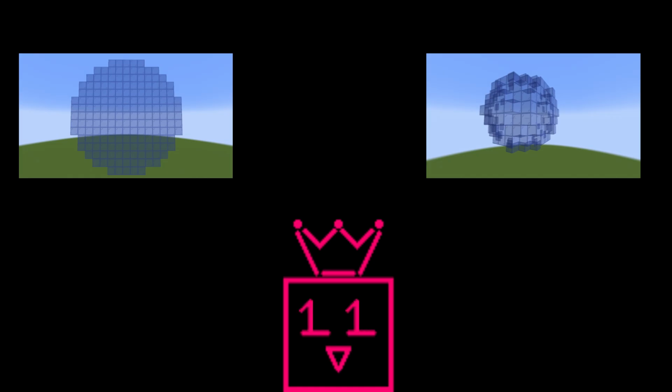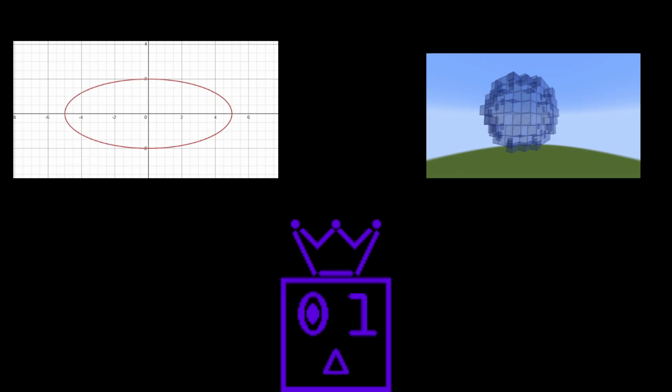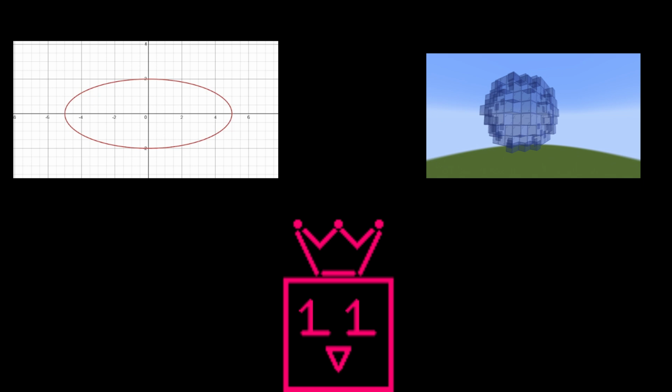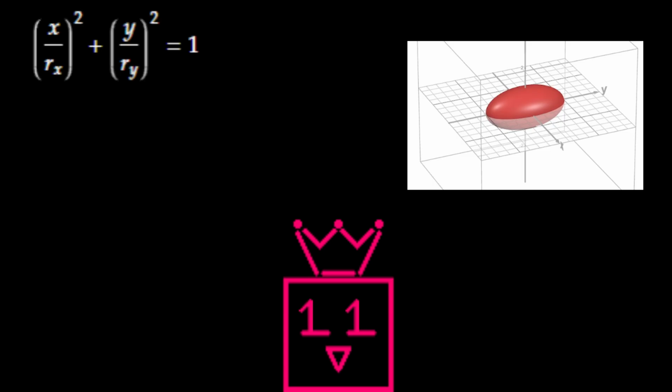Then what happens if you stretch a circle? You get an oval, or to be more exact, an eclipse. Wait, no. It's called an ellipse. And if you stretch a sphere, you get an ellipsoid. So, why not make some function to create those too? Here are the equations for both of these shapes.